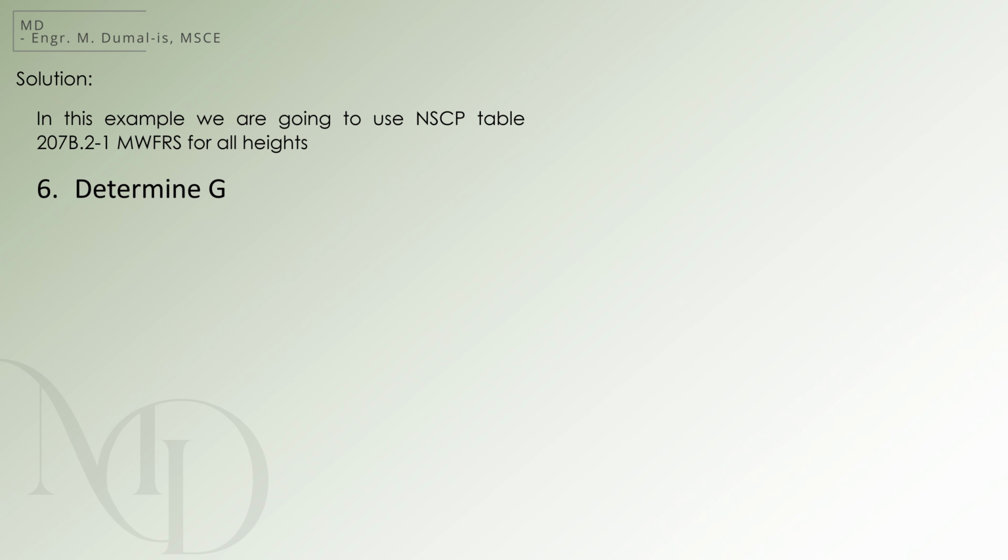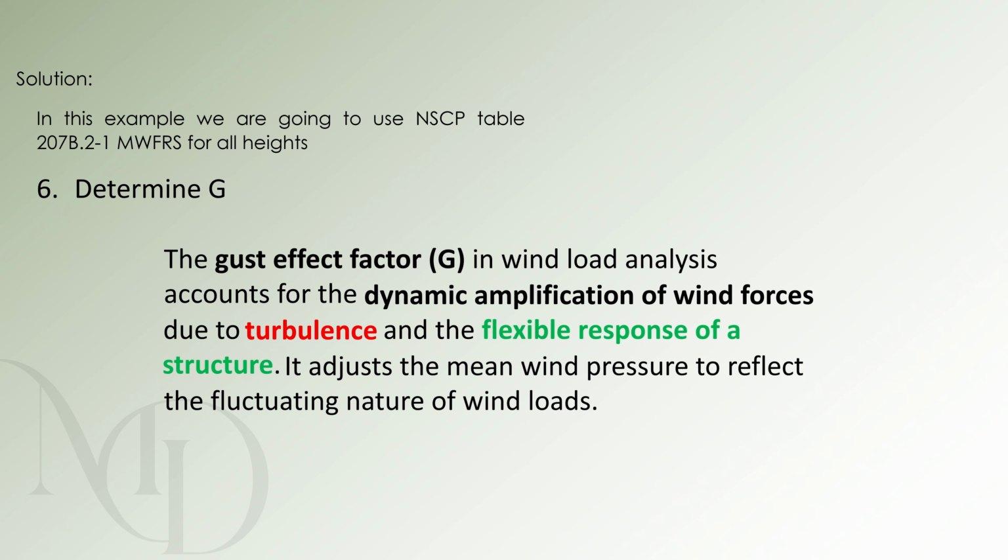Another new factor we need to include is G, also known as the Gust effect factor. This factor adjusts the wind pressure to account for turbulence and the fluctuating nature of wind. In simple terms, wind does not blow at a constant steady rate. It comes in gusts. The gust effect factor corrects for this by amplifying the mean wind pressure so it better represents what the structure actually experiences.